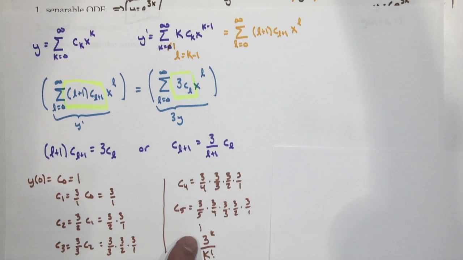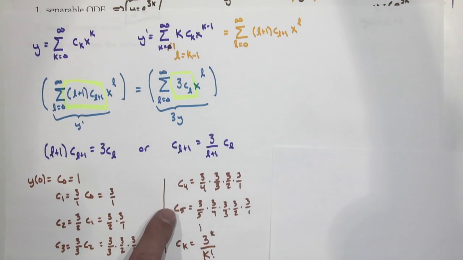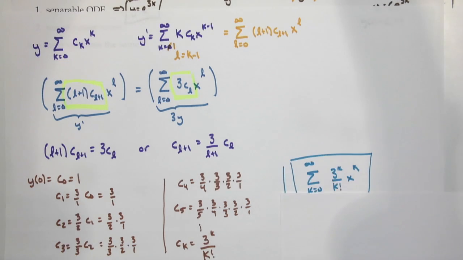Upstairs, it's 3 to a power. We just figure out, well, what's the right number of 3s? It turns out, if I'm at c_5, I have five 3s upstairs. So in general, if I'm at c_k, I should have 3 to the k. And downstairs is a factorial. So c_k is 3 to the k over k factorial. Which means there's our series. So our series solution is the sum, k equals 0 to infinity, 3 to the k over k factorial, x to the k.